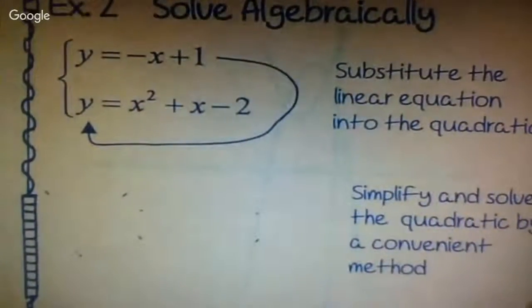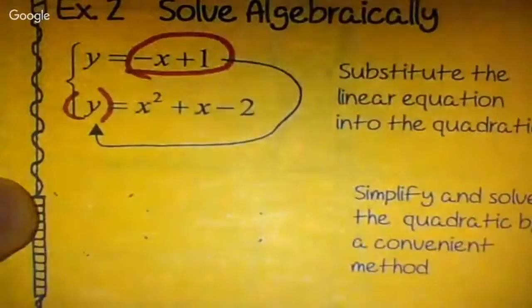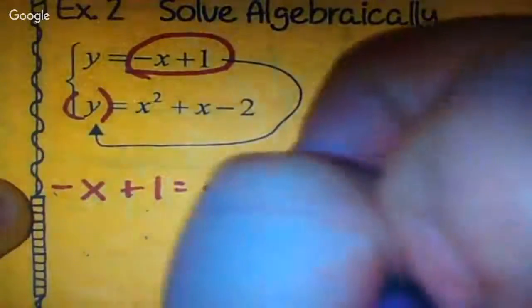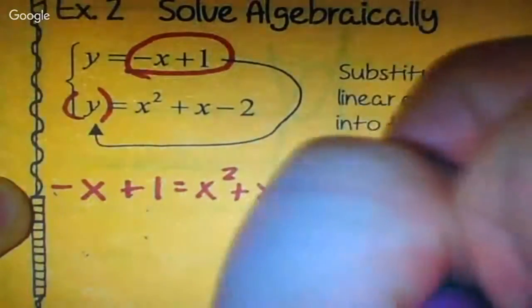How would I solve one of these algebraically? Take a look. This is the same problem. We're just doing it both ways so you can see the difference. It says first, substitute the linear equation into the quadratic. So the y of my quadratic is now going to be the right-hand side. So my equation will look like negative x plus 1 equals x squared plus x minus 2.